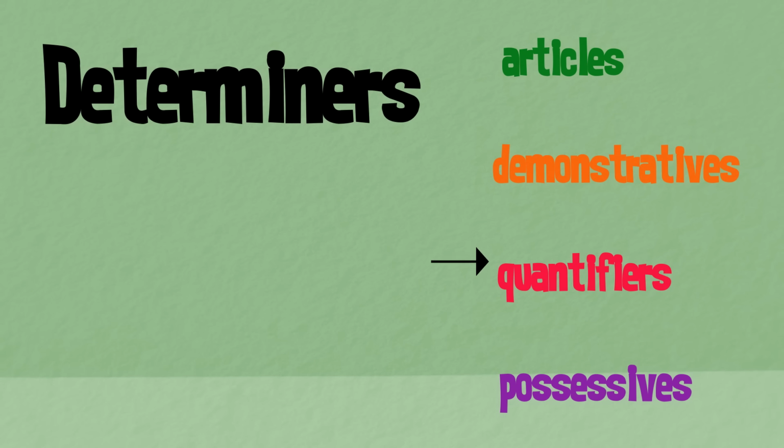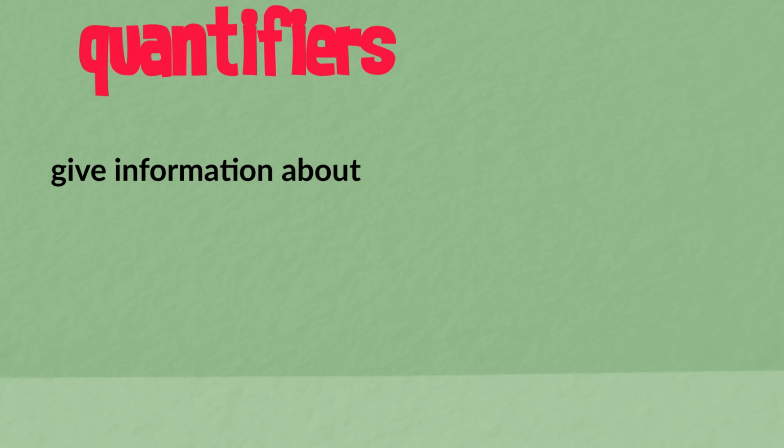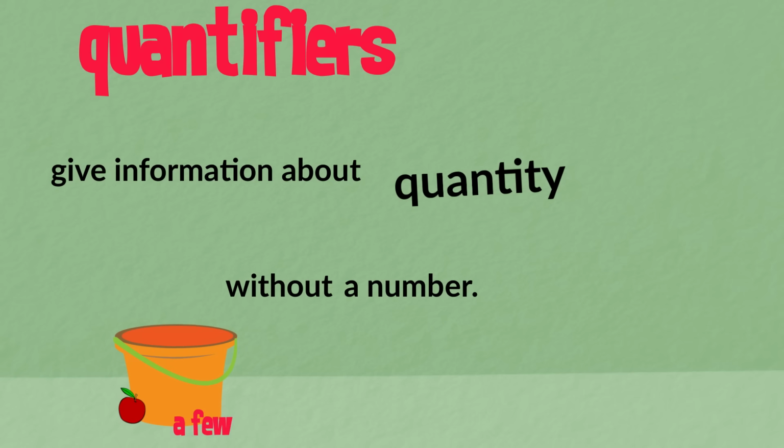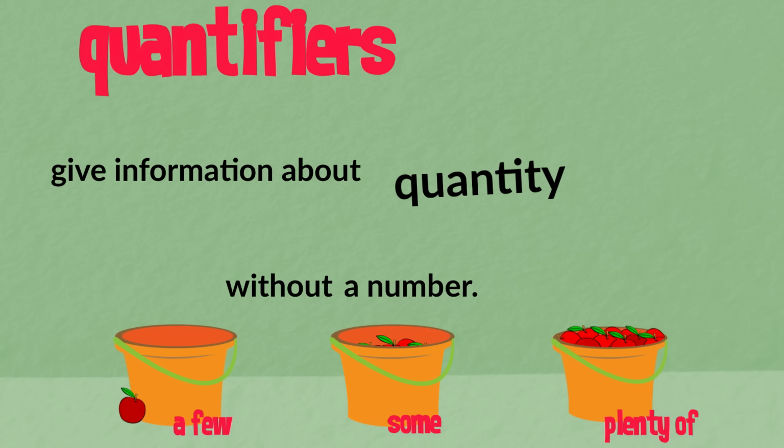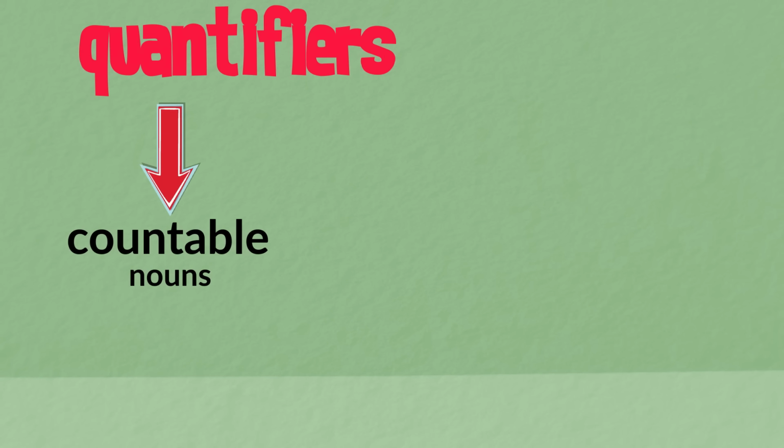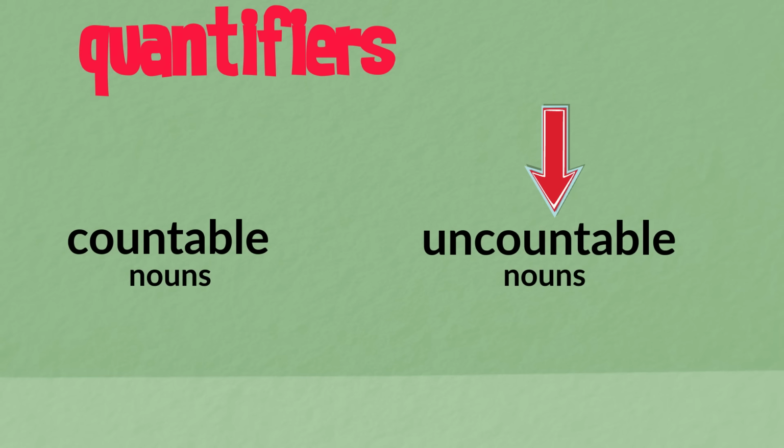Now let's move on to the third type of determiners, quantifiers. Quantifiers give information about the quantity of an object without providing a number. Some quantifiers can only be used with countable nouns, while others can only be used with uncountable nouns. Some quantifiers can be used with both.